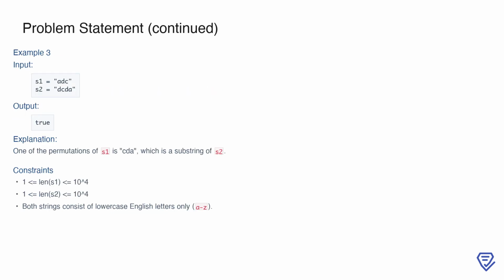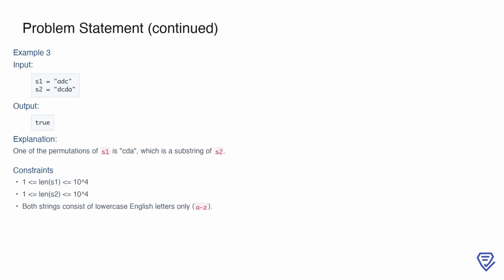Now, let's consider the third example. Here, S1 is ADC and S2 is TGA. One of the permutations of S1 is CDA, and this permutation is indeed a substring of S2. As a result, the output is true.